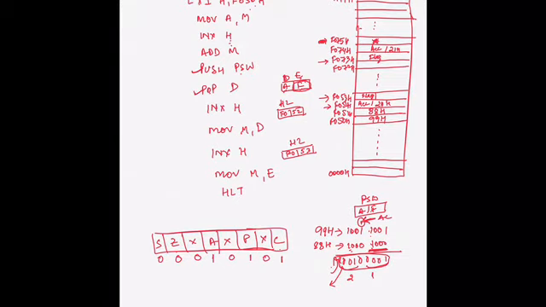So this is interpreted as 1 and 5. Your flag register will actually contain 15H, and this is also 15H.